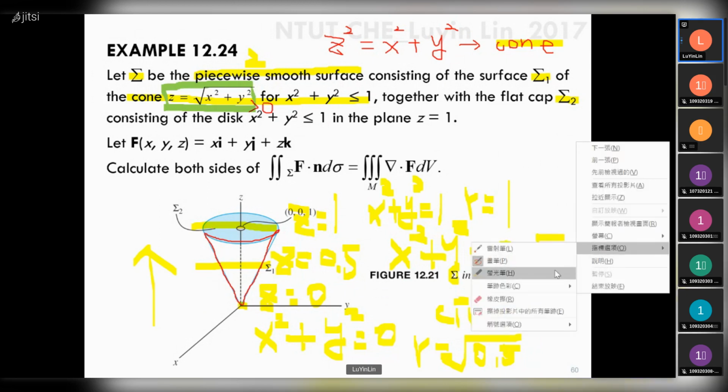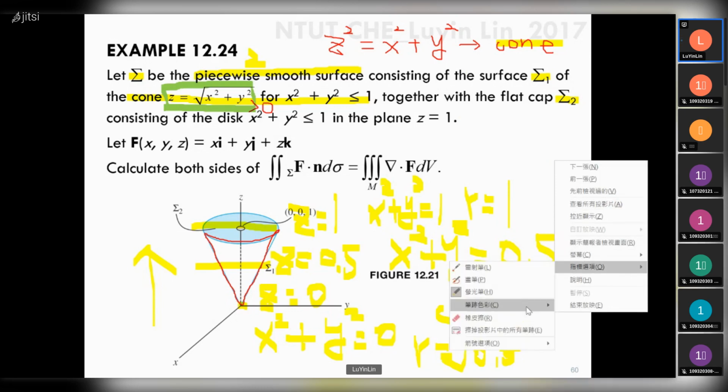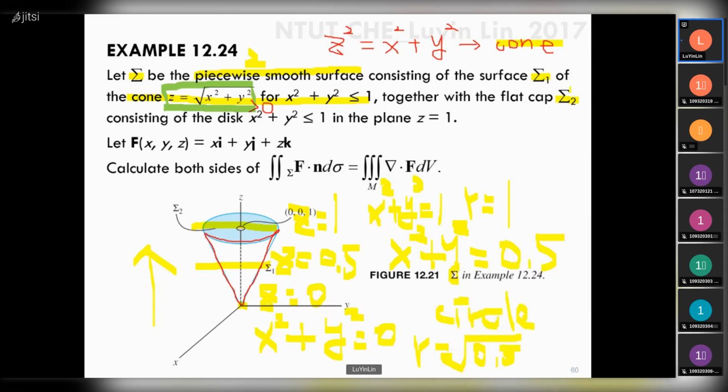I will not give you the figure when you take an exam. So you have to know what is the figure of this equation. And the example tells you it is a cone, but how to draw a cone like this. Okay, and then that's the other piece, sigma 2.